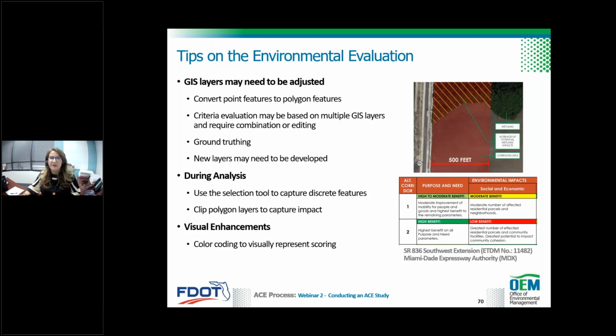During the analysis, make sure to clip the polygon layers to capture the impact. For example, shown here on the top right are potential acres of wetland impacts that are impacted by the 500-foot buffer. And finally, color coding the analysis helps the reader to visually see the impact. Notice the red and green ties to the 1 to 6 values we mentioned before.